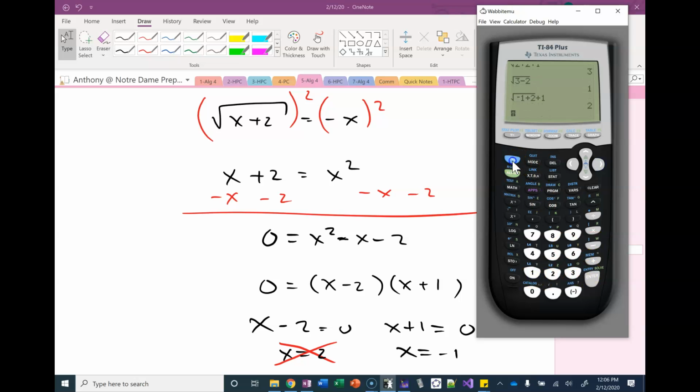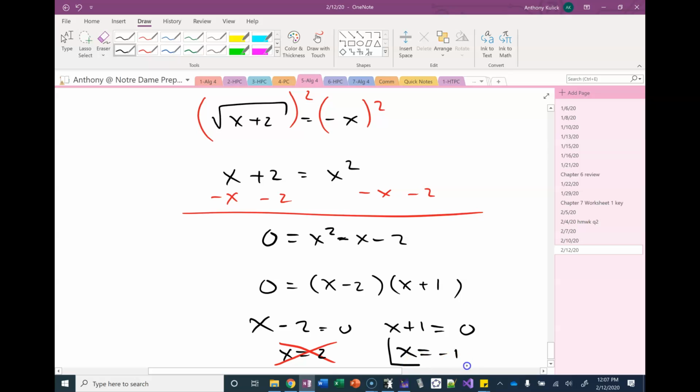So that gives me 2. And when I try the right-hand side, that also gives me 2. So the only solution I have left is negative 1. Everybody okay there?